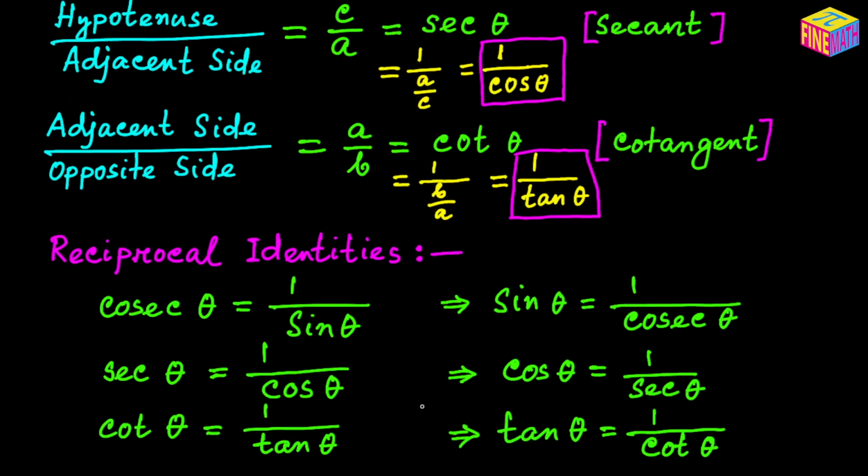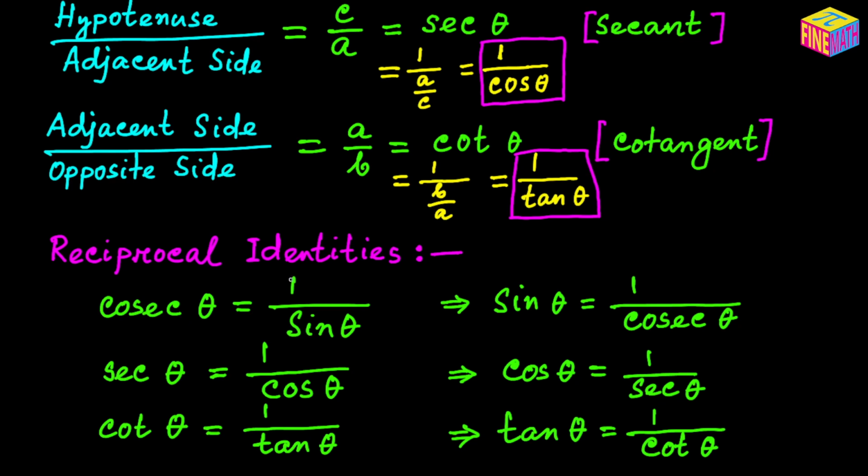So the reciprocal identities are like this: cosec theta is equal to 1 by sin theta, and from there we can also say that sin theta is equal to 1 by cosec theta, because they are reciprocal to each other. Cosec theta and sin theta are reciprocal to each other, right? So if you multiply cosec theta and sin theta together, they will give you 1. That is why we call them the reciprocal identities.